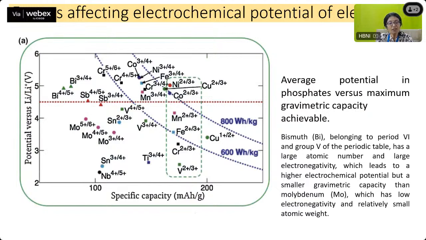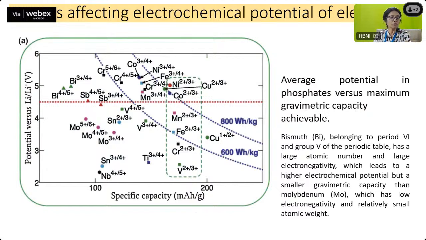Then something you have again is, suppose we are comparing the potential of the various phosphates of these different metal ions. Let us compare bismuth and molybdenum. Bismuth belongs to period 6 and group 5 of the periodic table. It has a very large atomic number and a large electronegativity. So it has a very high electrochemical potential.